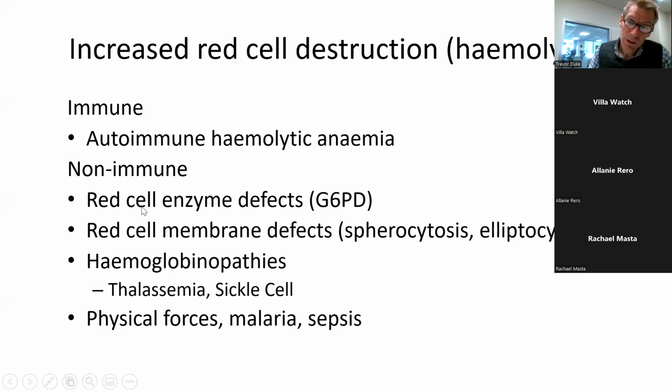So some of the conditions that you know about, like G6PD deficiency, that's a form of non-immune hemolysis, right? It's not related to some antibody or autoimmune process. It's related to an enzyme defect within the red cells. So it's a congenital enzyme defect. And then there are some defects of the red cell membrane. So there are enzymes within the red cells, and the membrane also can have defects, and that can lead to hemolysis.